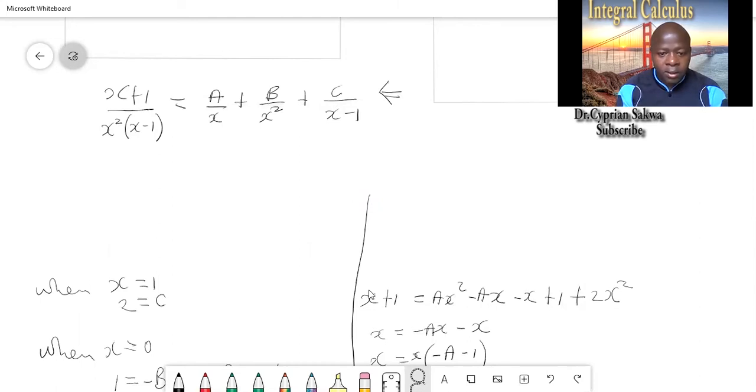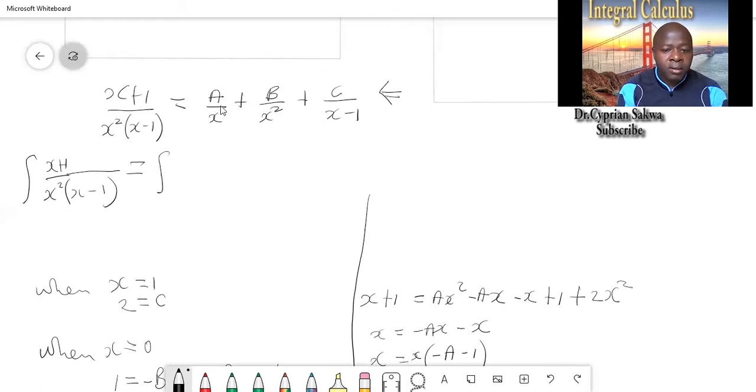It's okay. Let's now do that. So that means that the integral of (x plus 1) over x squared into (x minus 1) is the same as the integral of negative 2 over x dx, plus the integral of negative 1 over x squared dx, and then C was 2.